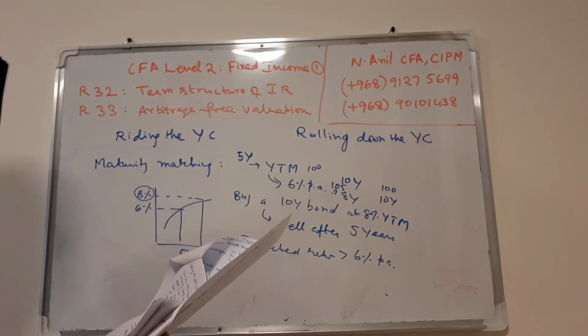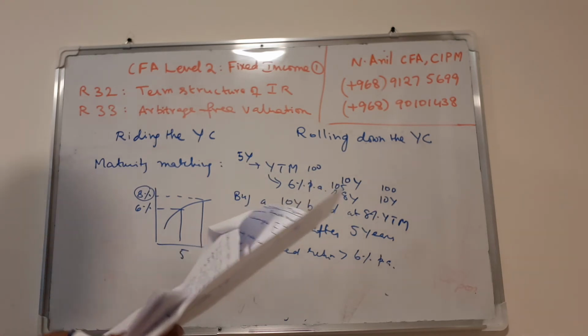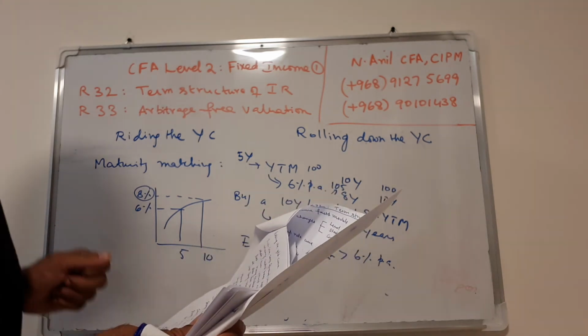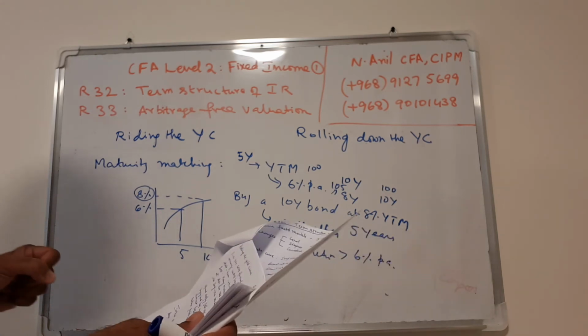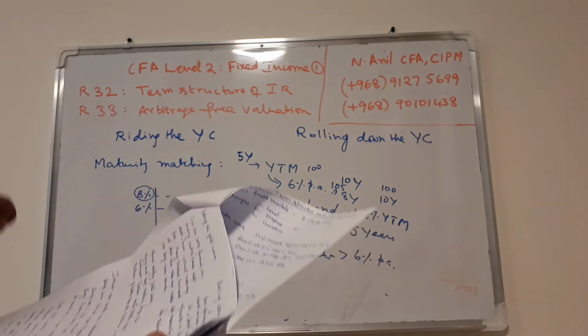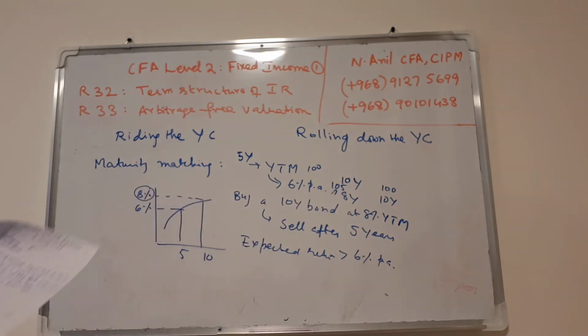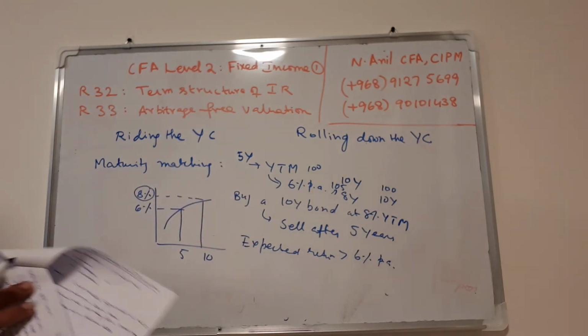Riding the yield curve in an upward sloping curve, buying bonds having maturity longer than the investment horizon, would provide a total return, that is the coupons and the capital gain, greater than the return on a maturity matching strategy. This is called riding the yield curve.